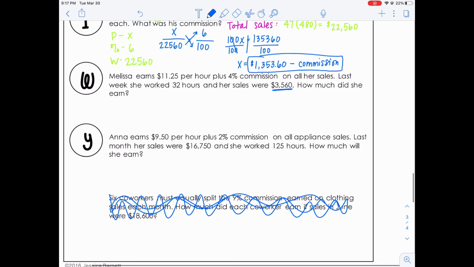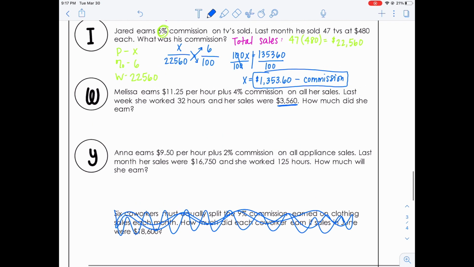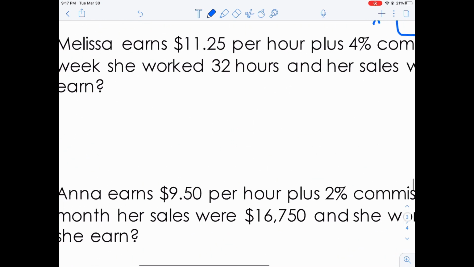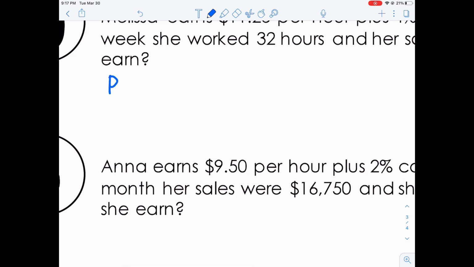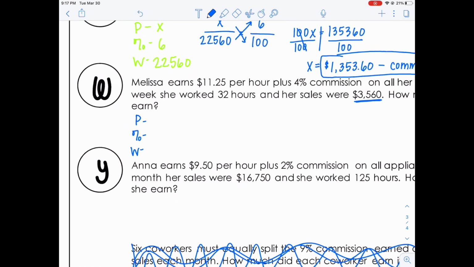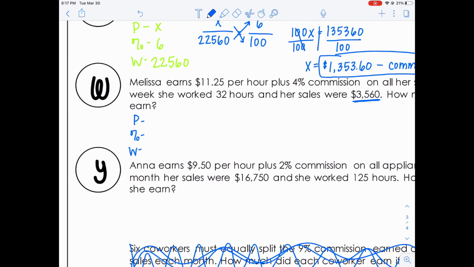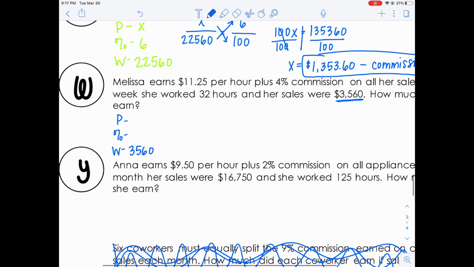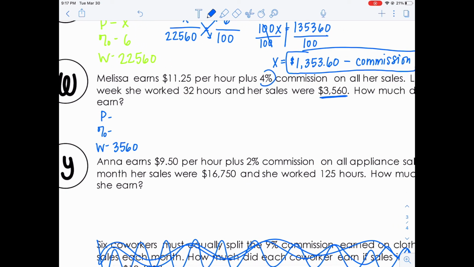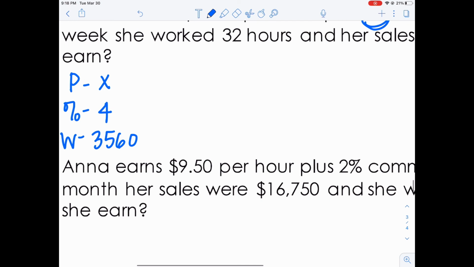So you're going to use your percent proportion, and use the total sales that you already were given in the problem as your whole. So we're going to do part, percent, and whole down the side. We already said that 3,560 is the whole because that's her total sales. Her percent commission is 4%, so 4 is our percent, and X is my part. Using my percent proportion, part over whole equals percent over 100.